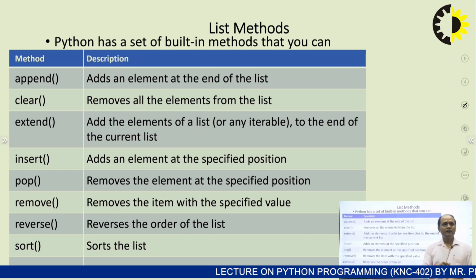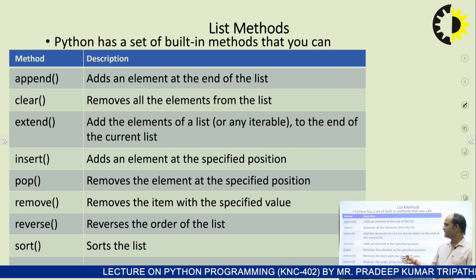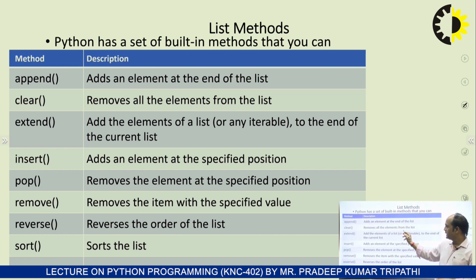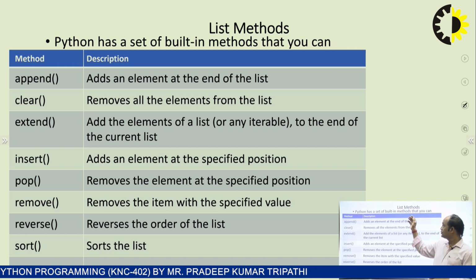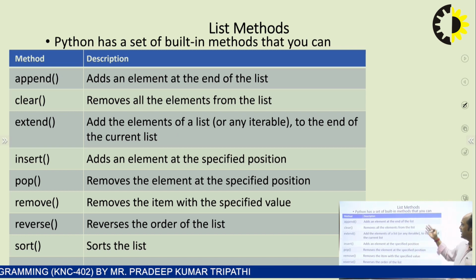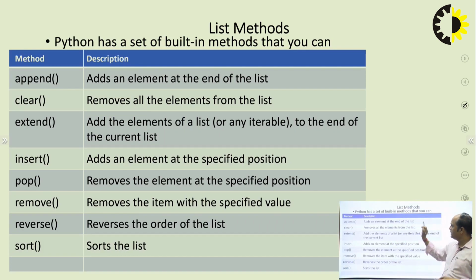So this is the summary of the methods that we have discussed in this lecture: append, clear, extend, insert, pop, remove, reverse and sort. These are the methods that we will use in a particular list. Append means we will add an element at the end of the list. Clear removes all the elements from the list.